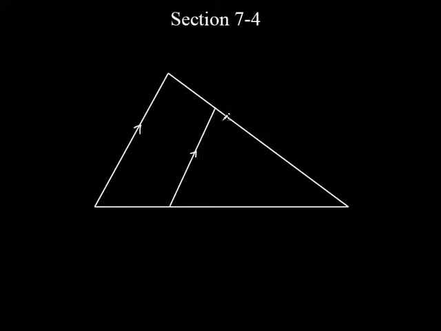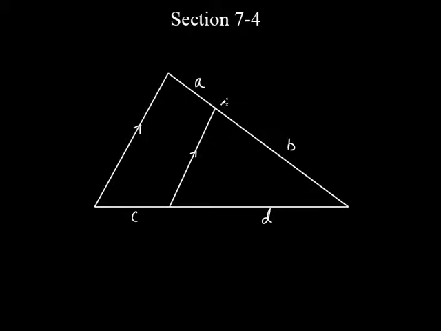Now what it's done, this parallel line has taken this side and broken it up into two sections. Do you see that? You've got a section here and a section here. I'll just call it A and B. Is that all right? And then I'll call this C and D. If you have this situation, you've got a triangle, and this right here is parallel to this. They have to be parallel to each other.